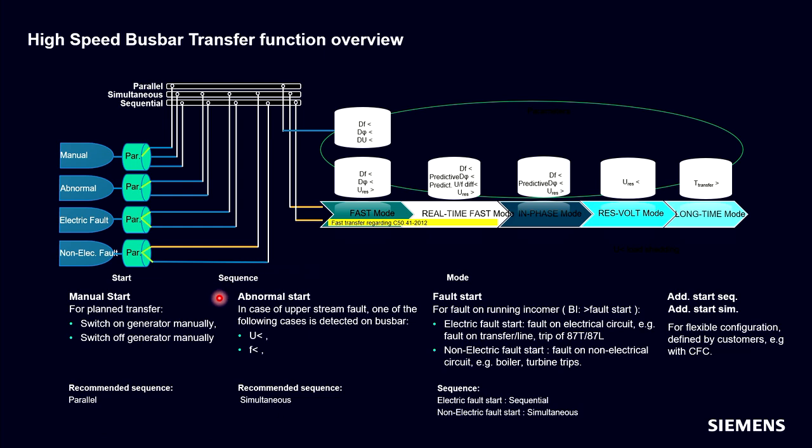We have the abnormal start condition. This should be done simultaneously. We have the fault start conditions. This should be done sequential by electrical fault start or non-electrical fault start. And then we have the possibility to add some additional start sequences or start types for sequential and simultaneous transfer.